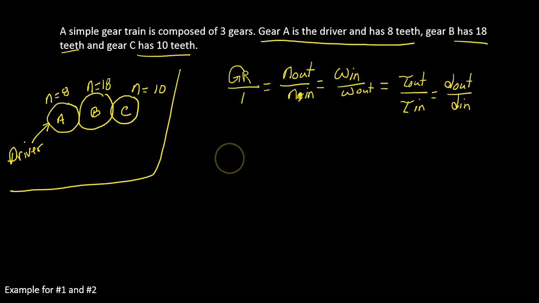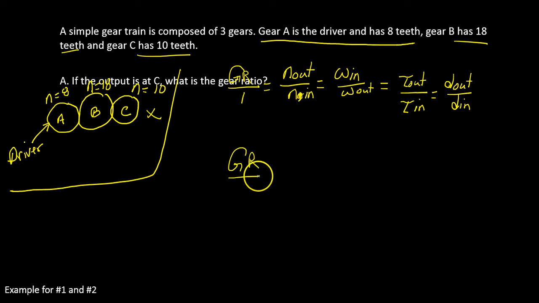The next thing that we need to do is to actually calculate this. If the output is at C, this is the output right here at C, what is the gear ratio? Well, gear ratio is equal to, now what are we working with? It's given us the number of teeth on gears. So this is the formula we're looking at: number of teeth out divided by the number of teeth in.